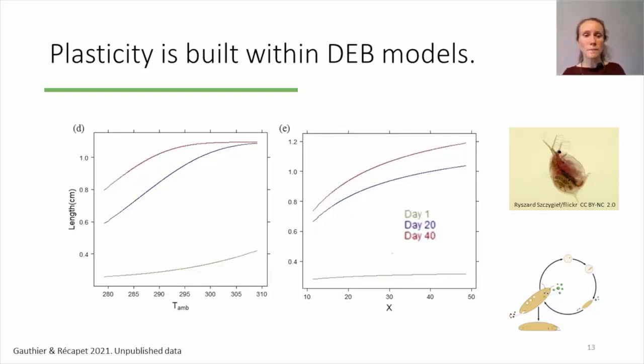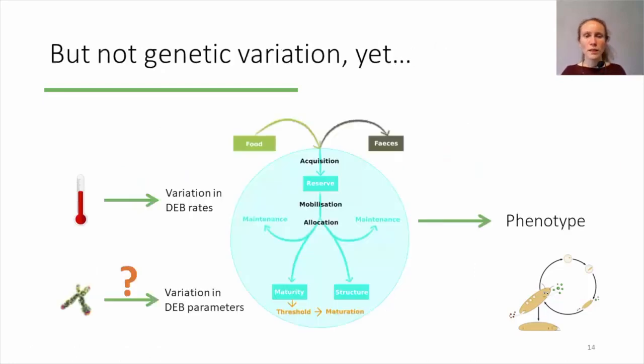And actually, we can see that a bit on the right, although in that case, the shape, the function, is the same. It's just that the scale changes. So we have seen now that DEB models integrate environmental variation between individuals from the same species. However, for now, it has rarely explored genetic variation within the same species. So genetic variation in their parameters is assumed between species, but we don't have much data yet on differences within species.